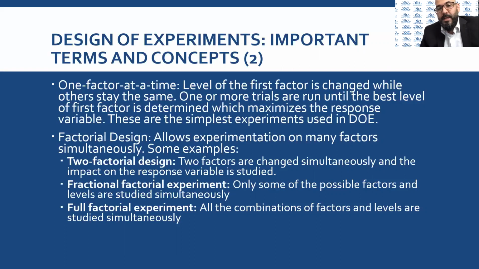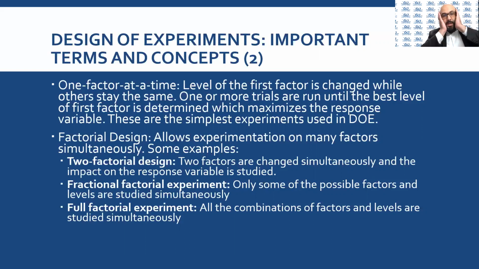Factorial design. Now, there are different factorial designs that allow experimentation on many different factors. Some examples: two-factor factorial design, where two factors are changed simultaneously and the impact on the response variable is studied. Fractional factorial experiment: only some of the possible factors and levels are studied simultaneously, at the same time. Full factorial experiment: all the combinations of factors and levels are studied at the same time.